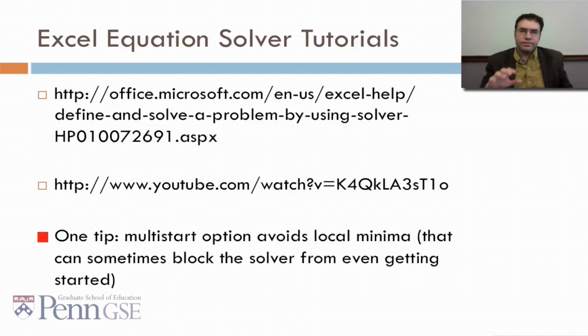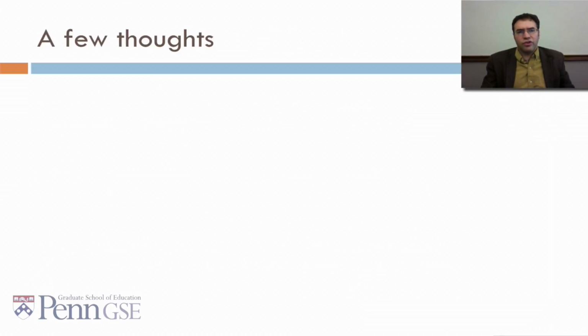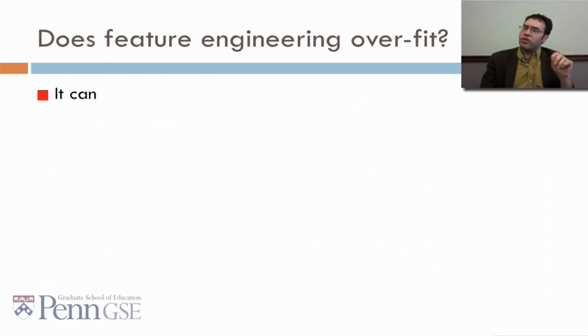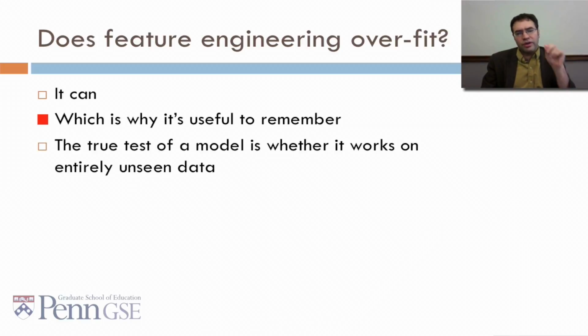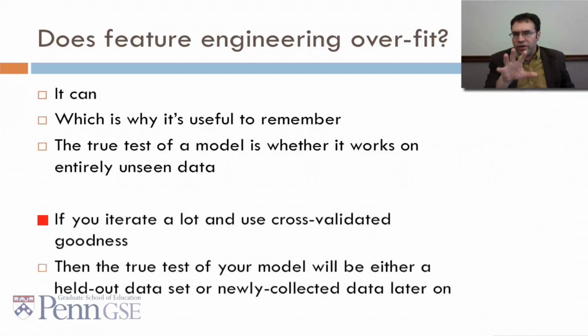I'd like to share a few more thoughts on feature engineering. First, does feature engineering overfit? Well, it can. Which is why it's useful to remember. The true test of a model is whether it works on entirely unseen data. If you iterate on your features a lot and you're using cross-validated goodness the whole time, then the cross-validated goodness will not be the true test of your model. The true test of your model will be either a held-out dataset or a newly collected dataset later on.